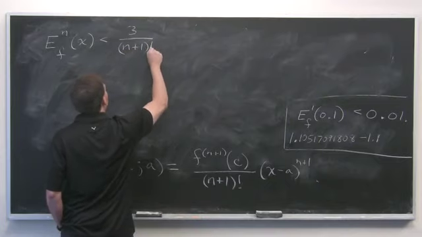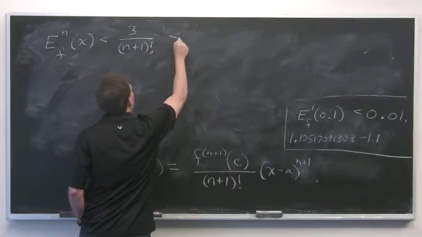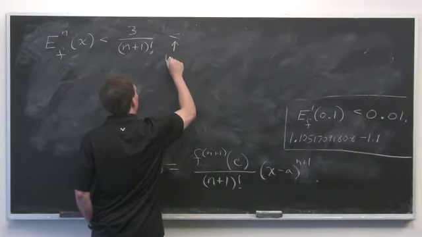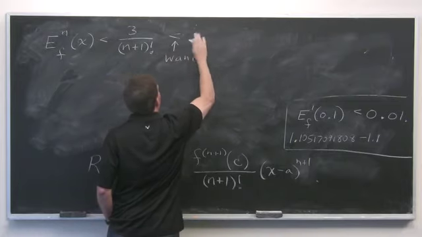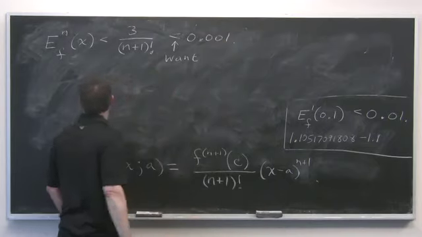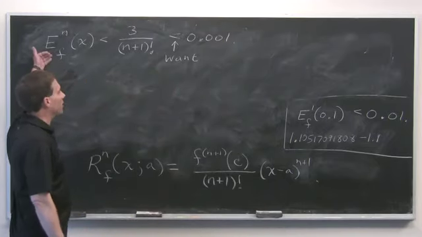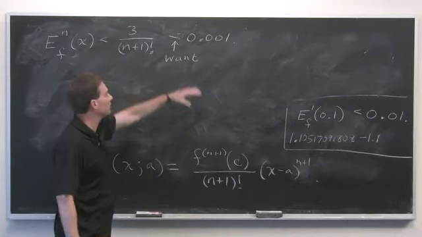And what we'd like to know is, okay, how big does n have to be? We want this to be less than 0.001, less than 1/1,000. And then we'll know that the error is less than 1/1,000. So the question is, how big does n have to be to make this less than this?